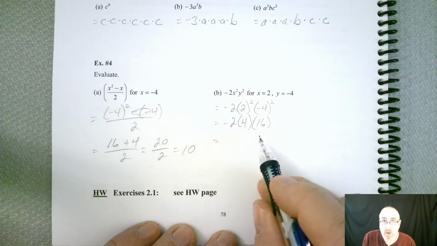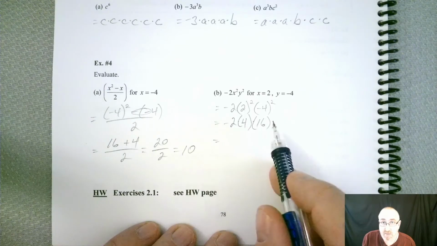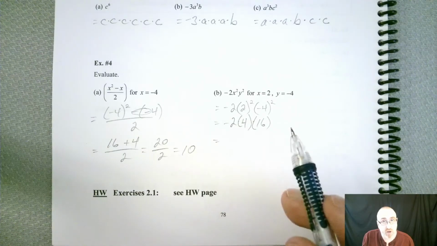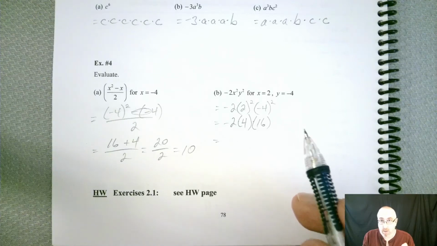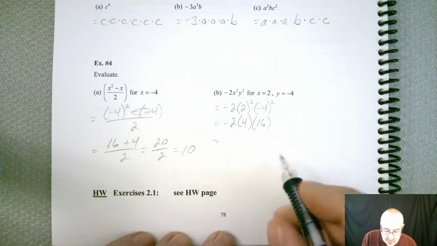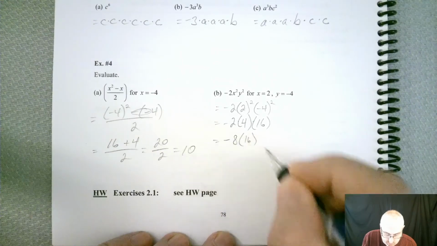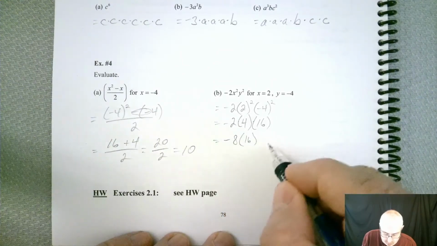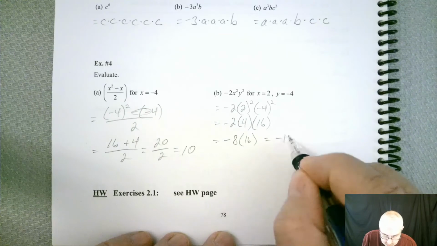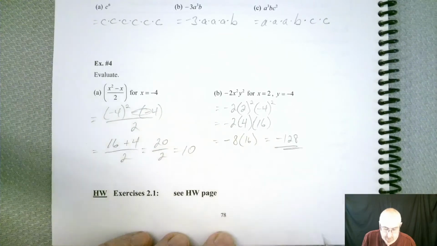Now from here you can tackle it any way you want because everything left is all multiplication. And remember, multiplication is commutative. So you can combine things however you want if it's all multiplication. I'm just going to go left to right because that's always the safest way to go. And then if we multiply that, we'll get a negative 128.